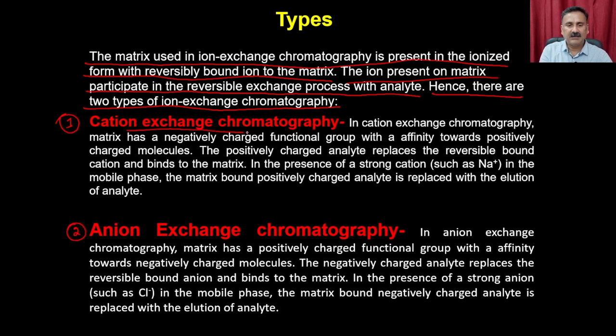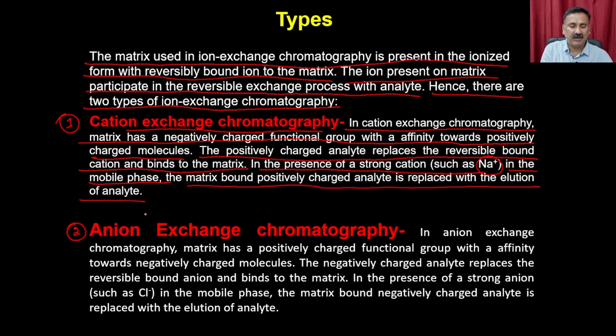In cation exchange chromatography, the matrix has a negatively charged functional group with affinity towards positively charged molecules. The positively charged analyte replaces the reversibly bound cation and binds to the matrix. In the presence of a strong cation such as sodium in the mobile phase, the matrix-bound positively charged analyte is replaced, resulting in the elution of the analyte.